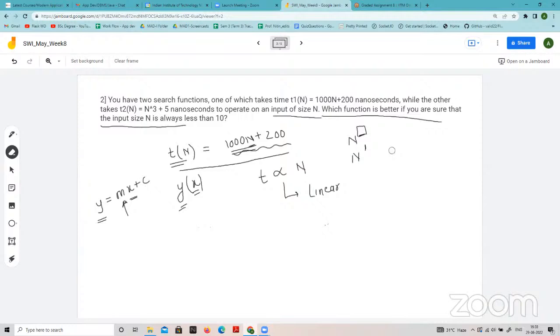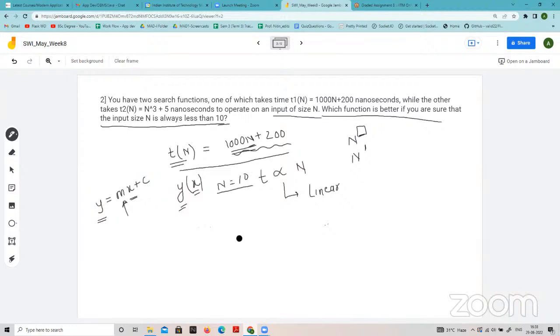Now, there is a shorter way of doing this question and a proper way of doing this question. The shorter way would be to just put in the value of n. Always, what we are saying is the input size is always less than 10. Still, I would say that you put the value n equals 10 in both functions.